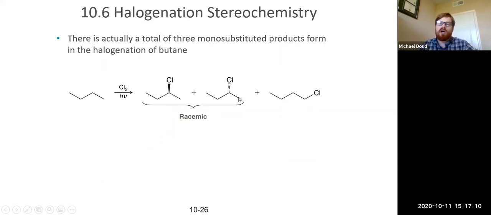If we're drawing it out in a normal way, we don't just form 2-chloropropane, we form S-2-chloropropane and R-2-chloropropane in equal amounts. So it becomes a racemic mixture of those two.